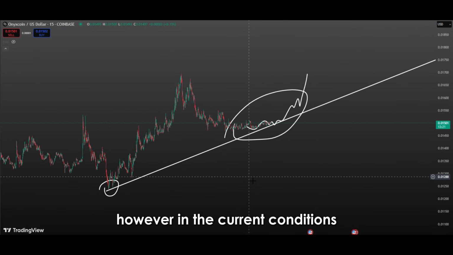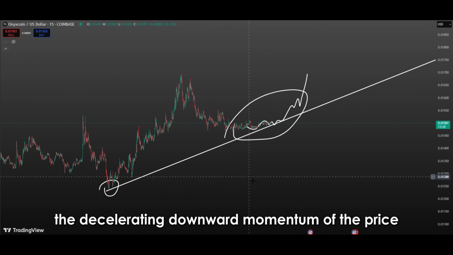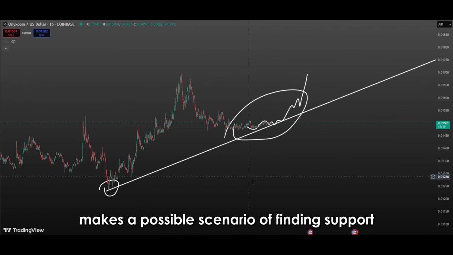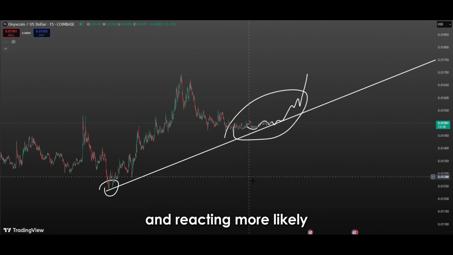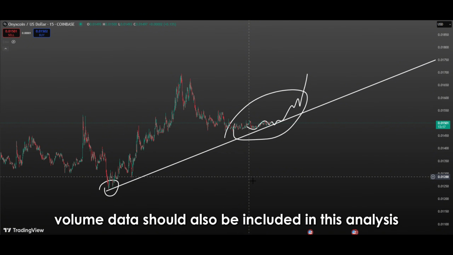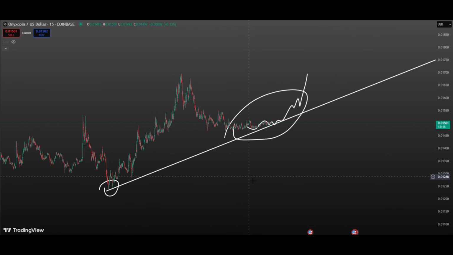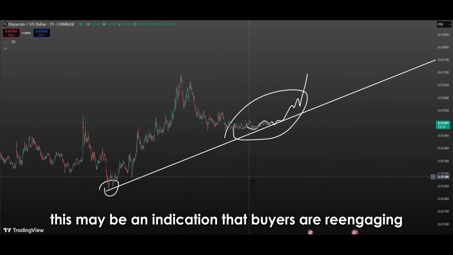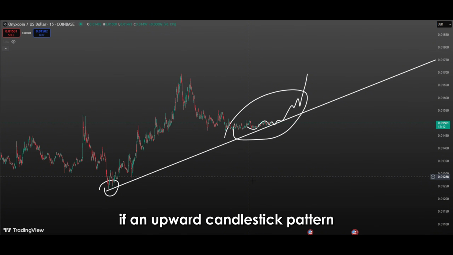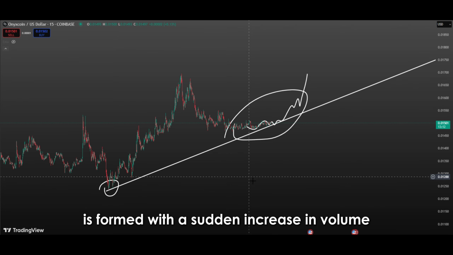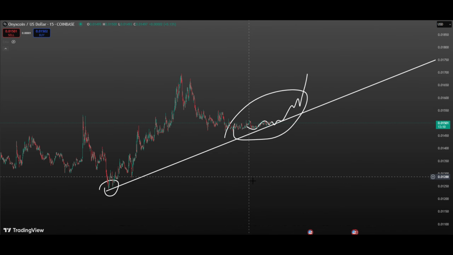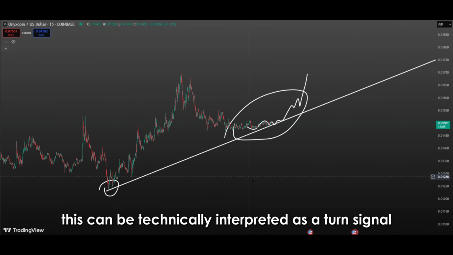However, in the current conditions, the decelerating downward momentum of the price as it approaches this level makes a possible scenario of finding support and reacting more likely. Volume data should also be included in this analysis. If an increase in volume is observed during price action approaching the trend line, this may be an indication that buyers are re-engaging. If an upward candlestick pattern is formed with a sudden increase in volume, especially at the moment of contact with the trend line, this can be technically interpreted as a turn signal.